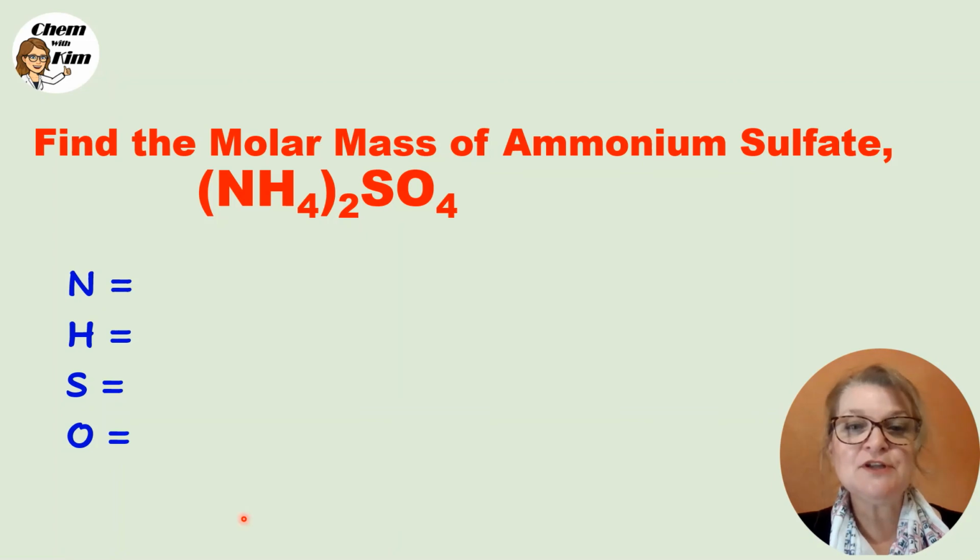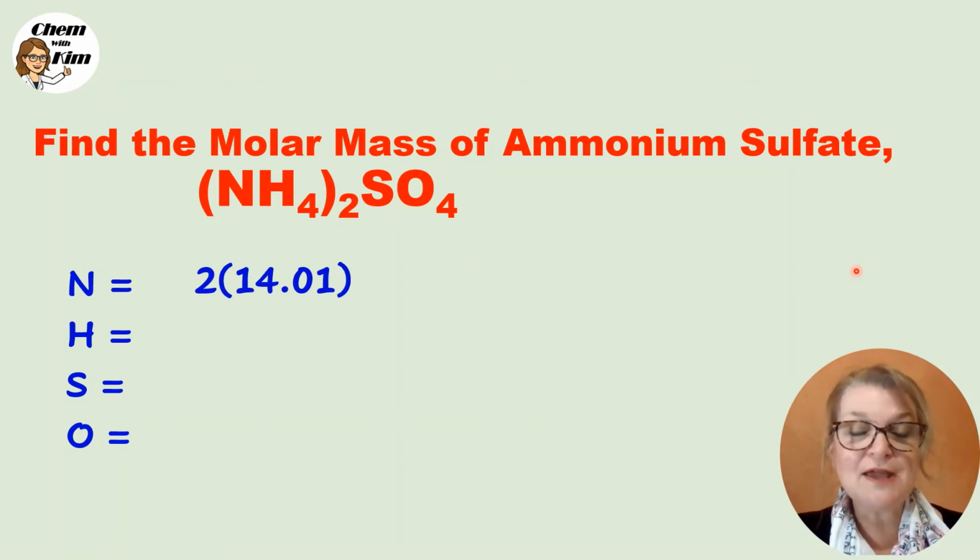The subscript on the nitrogen is understood to be a 1 because there's no number there. But it's inside the parentheses, and there is a 2 outside the parentheses. So we need to multiply by 2, and now we know we have 2 moles of nitrogen. So we're going to multiply the mass of nitrogen, 14.01, times 2 to get 28.02.